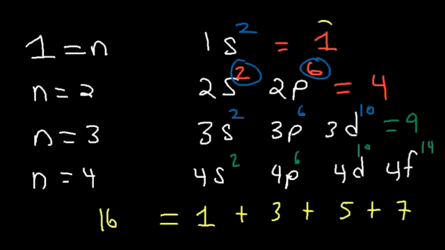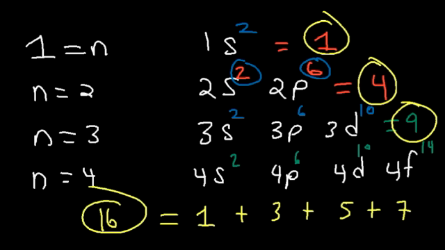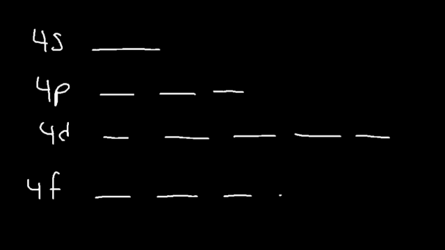1 squared is 1, 2 squared is 4, 3 squared is 9, 4 squared is 16. And that's how it works. But if you want to see it visually, the 4s level has only one orbital, the 4p level has 3, 4d has 5, and 4f has 7. So therefore we have a total of 16 orbitals in the 4th energy level.